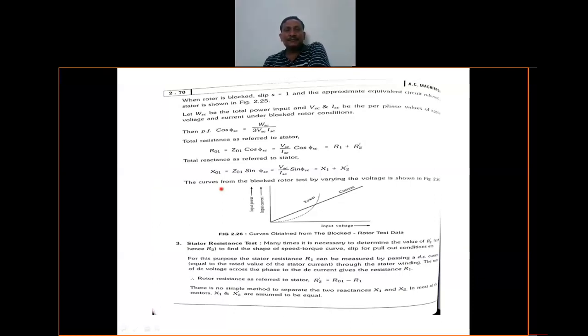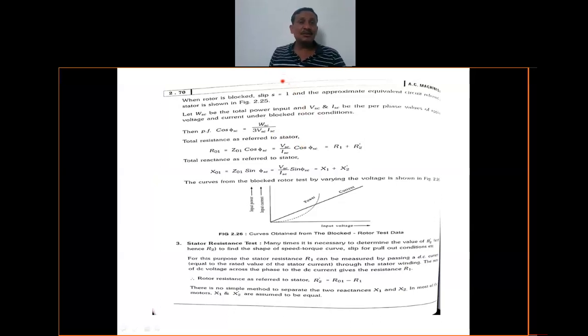These are the various formulas. In problems, root 3 is taken: if you take line voltage and line current, you take root 3, same as previous. WSC is equal to W1 plus W2, the sum of two wattmeter readings. SC means short circuit condition, so WSC is the total input power during short circuit condition. VSC is the applied voltage during short circuit condition. ISC is the rated current during blocked rotor or short circuit condition.